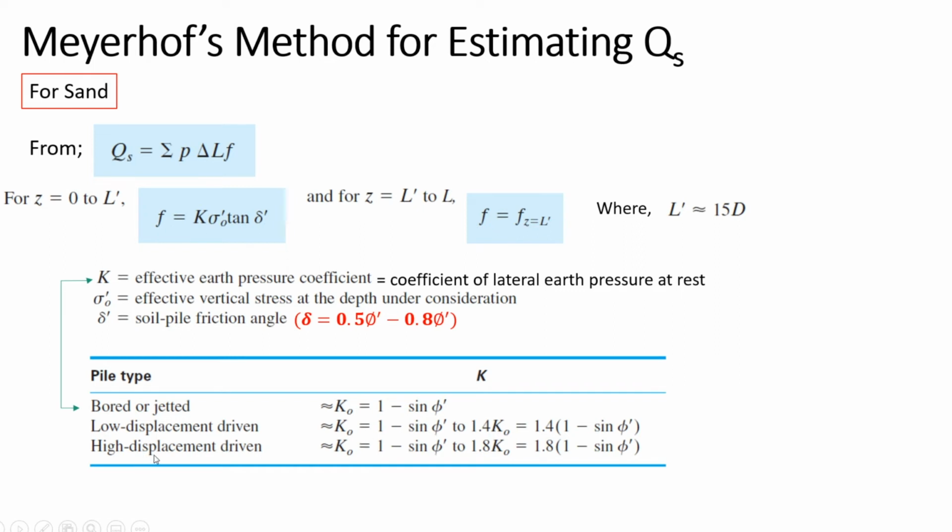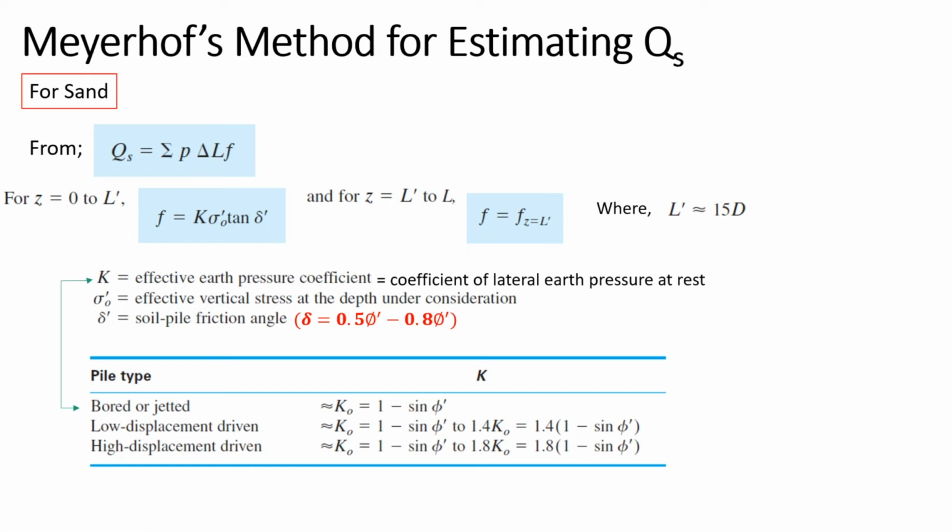Compare with the high displacement pile, for example the square RC pile or the closed-ended pipe pile, that when we drive the pile into the soil, it will cause high displacement. Compare with the low displacement, the open-ended piles like the H section, which will cause low displacement. And the bored pile is a type of non-displacement because we need to excavate the hole at first, and then you will have the bored pile after that.